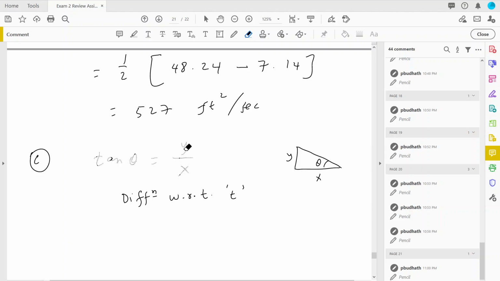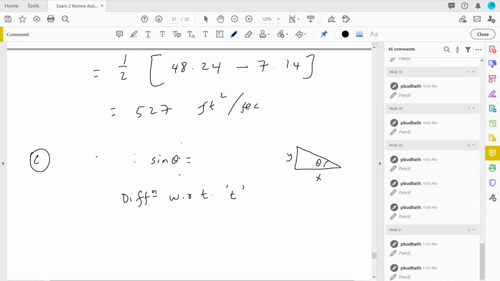Okay, so by looking at the picture here, I can say sine theta is opposite over hypotenuse, so sin theta is y over 25. Don't forget that this is 25. So if I differentiate both sides with respect to time, on the left side the derivative of sin theta with respect to theta times d theta over dt by using implicit differentiation, that would be cosine theta times d theta over dt, and that is 1 over 25 dy over dt.